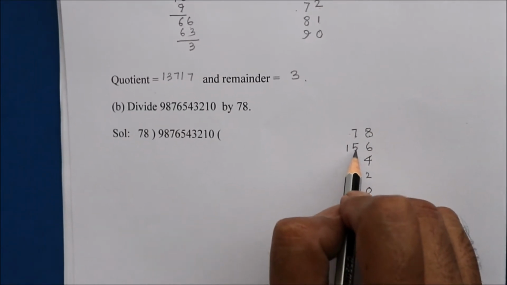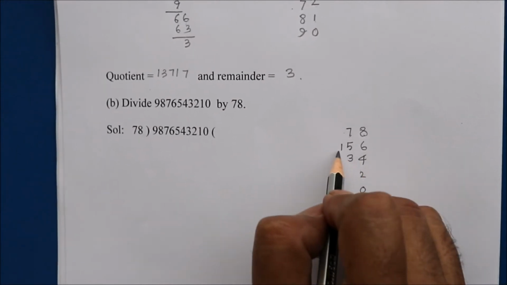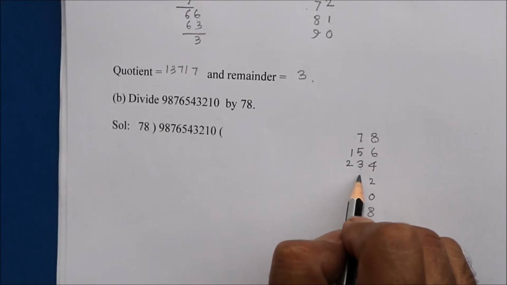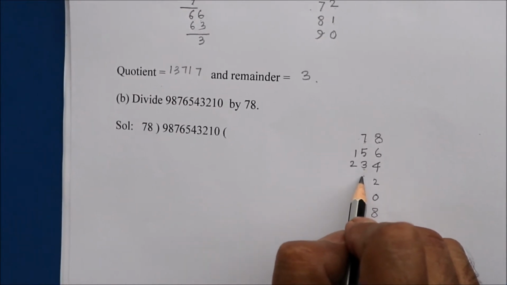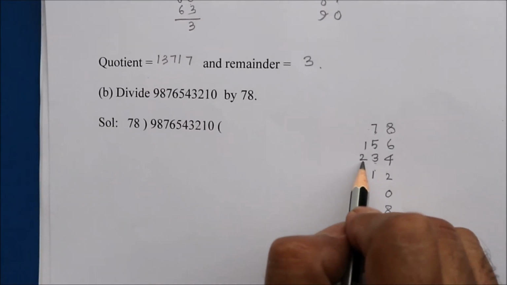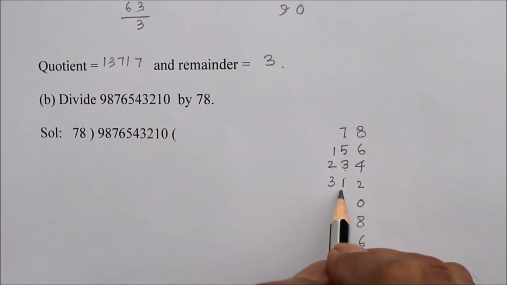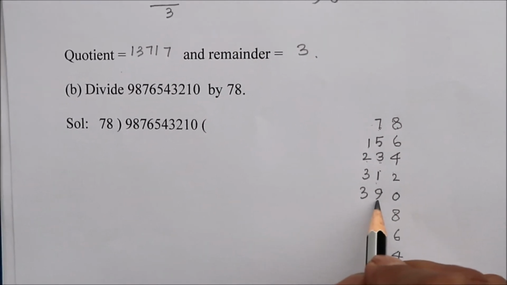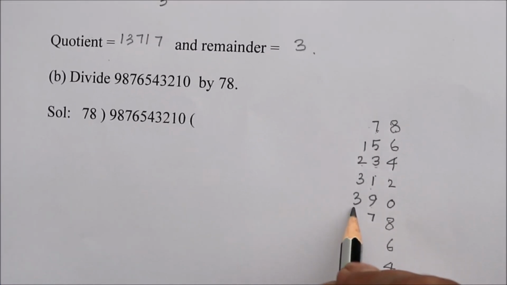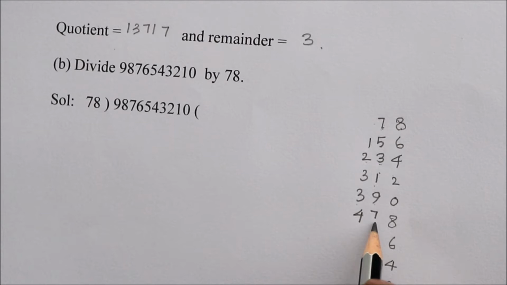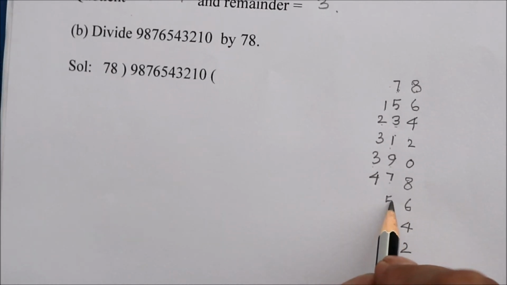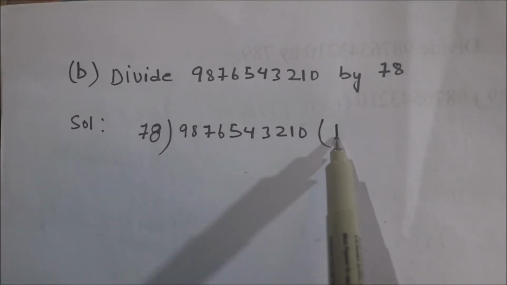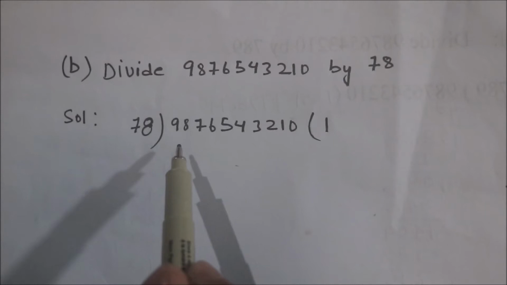5 minus 2, 3. 1 plus 1, 2. 3 minus 2, 3 minus 1, 1. 2 plus 1, 3. 1 plus 8, 9. No carryover. 9 minus 2, 7. 3 plus 1, 4. 7 minus 2, 5. 4 plus 1, 5. The nearest multiple less than 98 is 78, which is the first multiple.